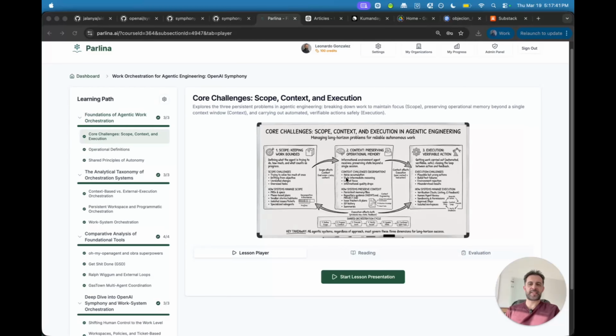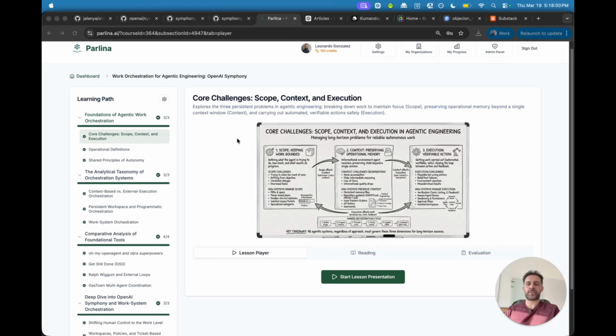Hello, this is an extensive multi-hour course on work orchestration for agentic engineering. We'll be looking at different ways of orchestrating work across different agent harnesses, and then we'll focus specifically on a new system called Symphony, designed by OpenAI.